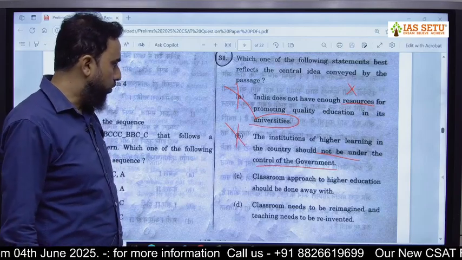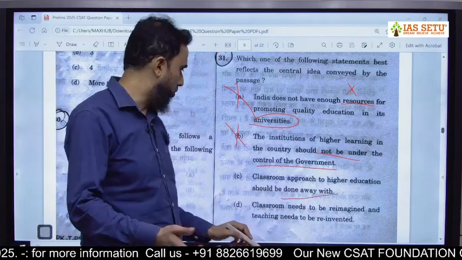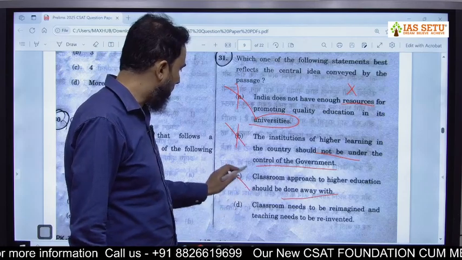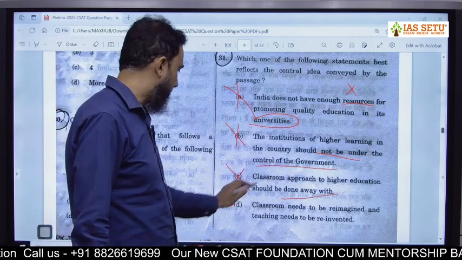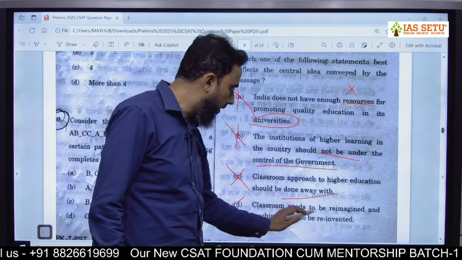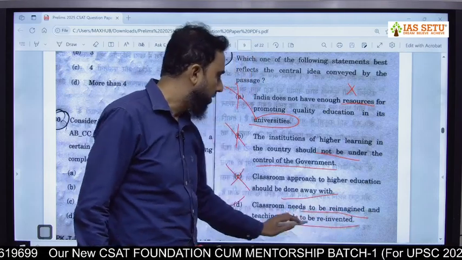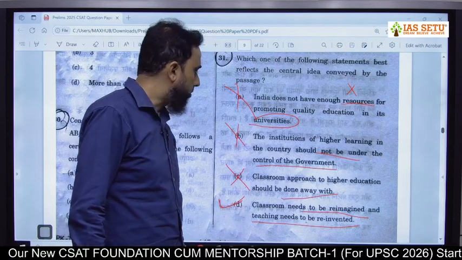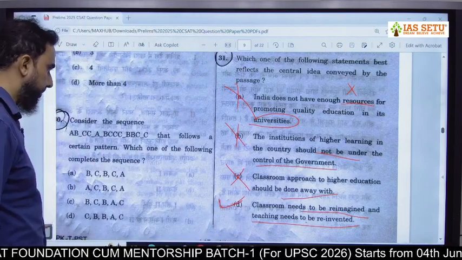C, classroom approach to higher education should be done away with. Should be done away with means to be scrapped. But the author is not against the classroom approach. D is the correct answer. Classroom needs to be reimagined and teaching needs to be reinvented. So, it summarizes the passage. So, the central idea is given in option D.